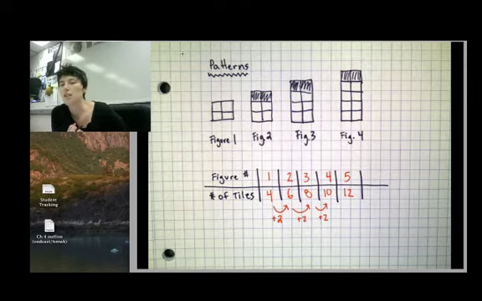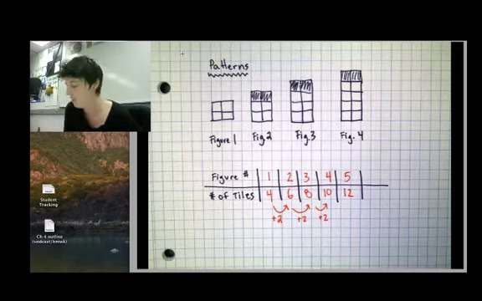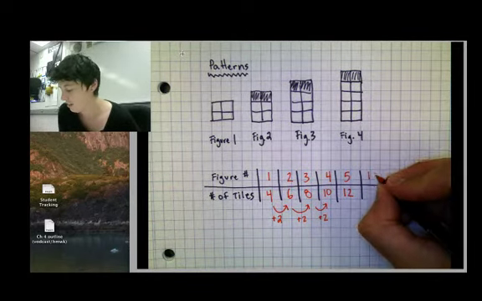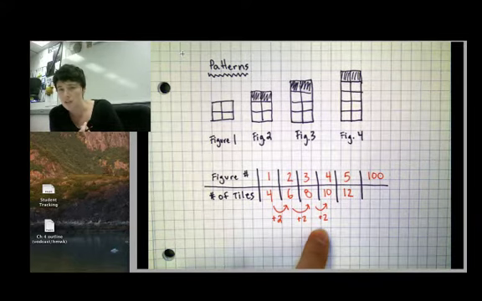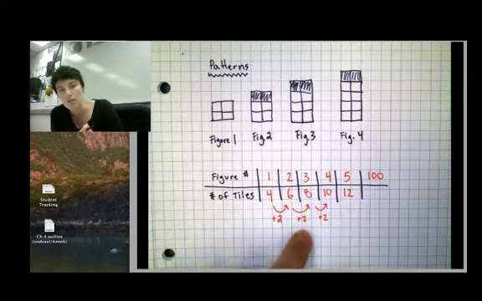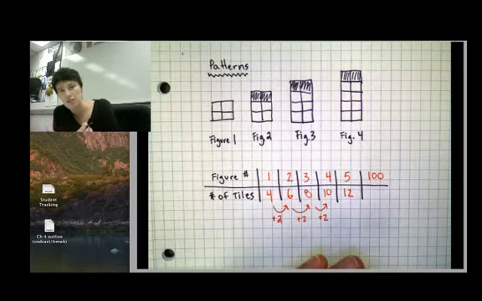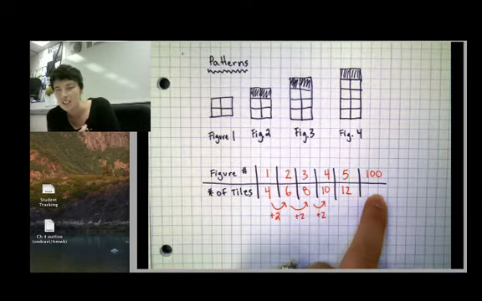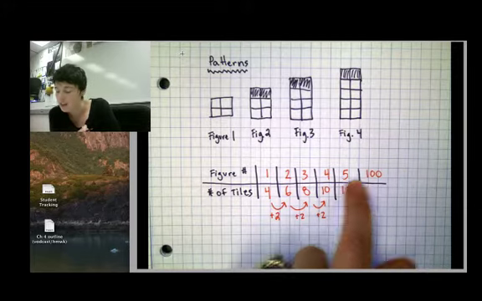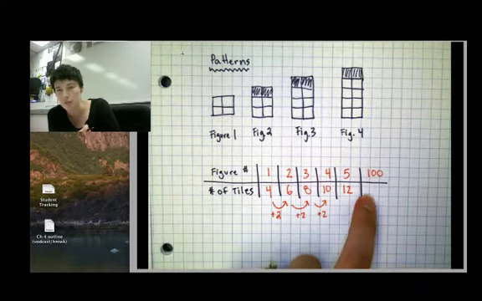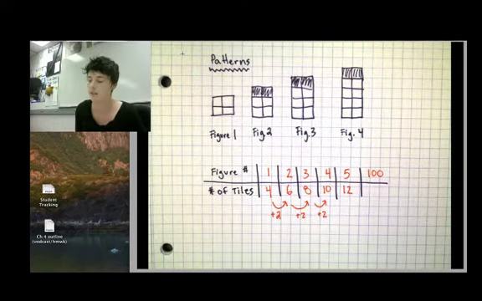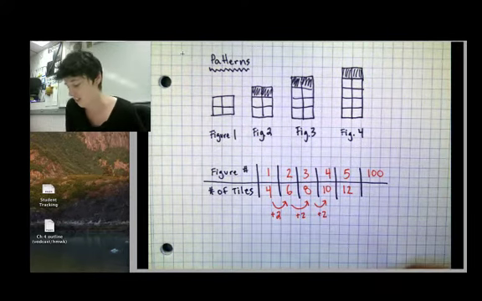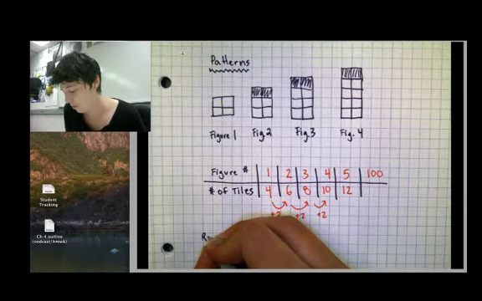It's still going to be pretty challenging if I all of a sudden said, go ahead and draw me figure number 100. How many tiles are in that thing? I could figure it out, and it wouldn't take me forever, but you'd have to add 2, add 2, add 2, add 2 until you got all the way out to 100. So it's kind of a pain. So we try and come up with another way to figure these out with really big numbers. We try and come up with a rule. And a rule really makes solving these things a whole lot easier. So I'm going to write down here, we want a rule.